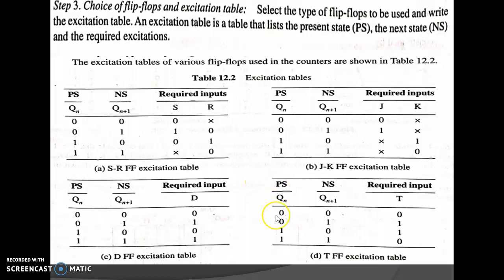Next is T flip-flop. Present state, next state, both values 0. This time T 0. Present state 0, next state 1, T value 1. Present state 1, next state 0, T equal to 1. Present state 1, next state 1, this time T value 0.